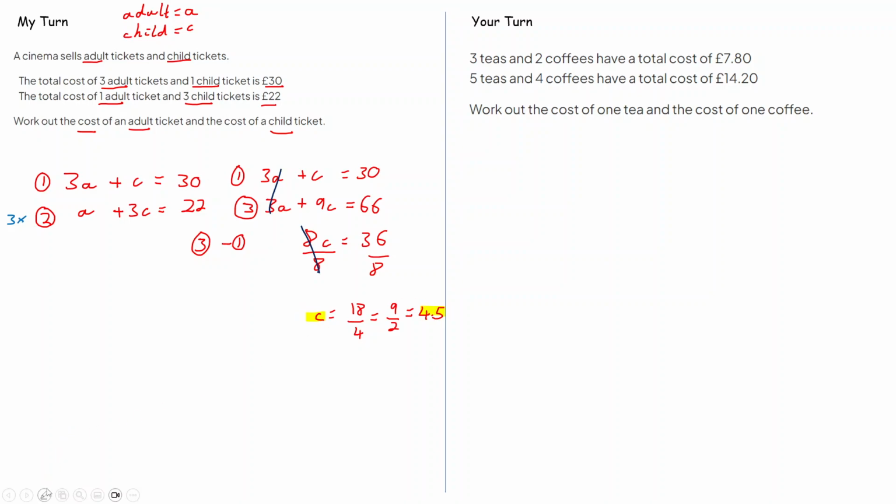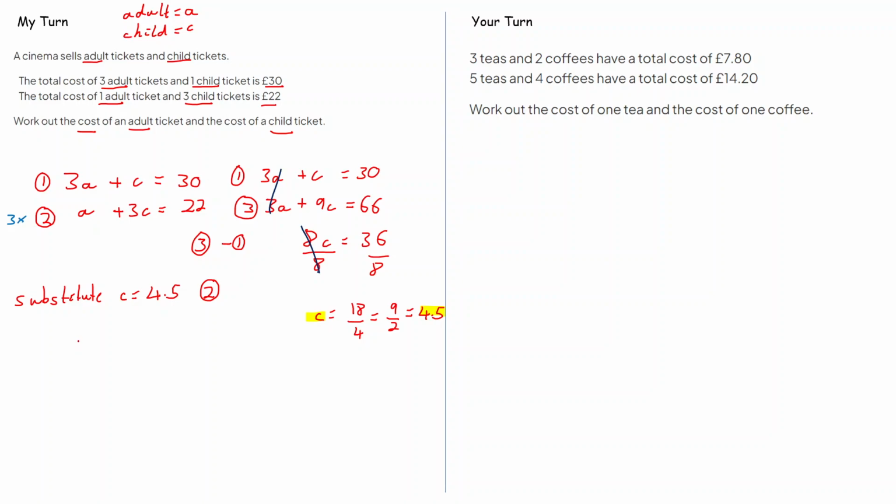It's a decimal, that is okay. Don't worry about it. Let's keep working. We can check our working at the end anyway. So let's go and substitute C is equal to 4.5 into any equation that we like. And let's go for equation number 2, because our numbers look a little bit smaller.